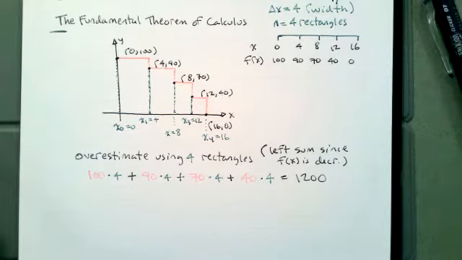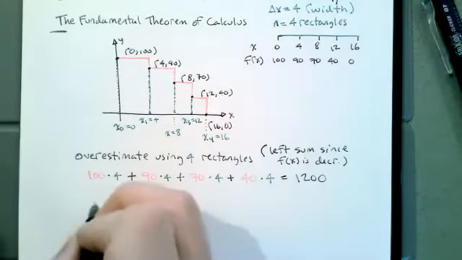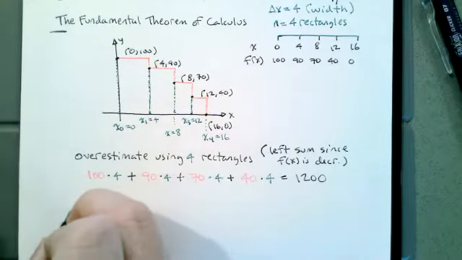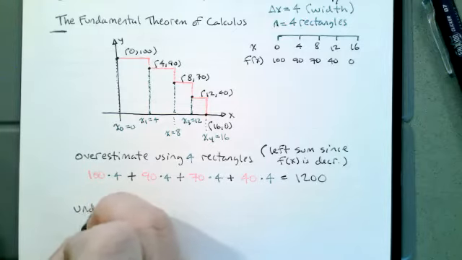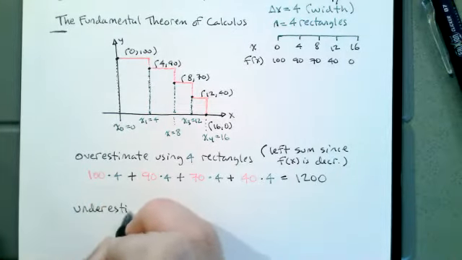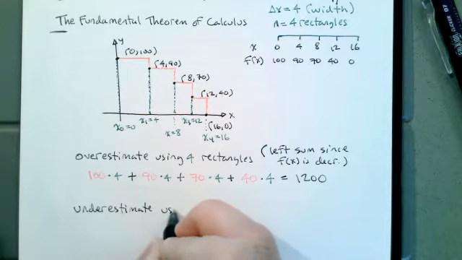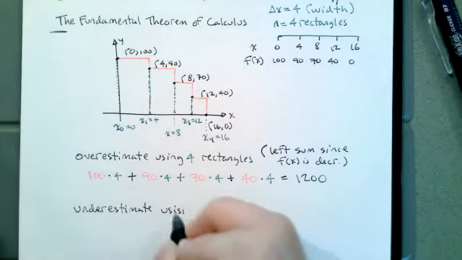So now we'll switch it over to the right and find the right sum, not the correct sum, the right side. And that is going to give us an underestimate since f of x is decreasing. So now in each of these 4 rectangles, I'm going to use the right endpoint of the interval to evaluate the function there. So let's do an underestimate using 4 rectangles.